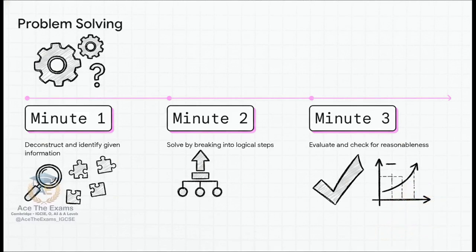Third, and this is the most important part, evaluate. Check for reasonableness. Find the second derivative, which is negative 1 over x squared. Substitute x equals 1 into that, and you get negative 1. Because it's negative, you know for sure it's a maximum turning point. See? You didn't just solve it, you evaluated the result and proved its mathematical nature.